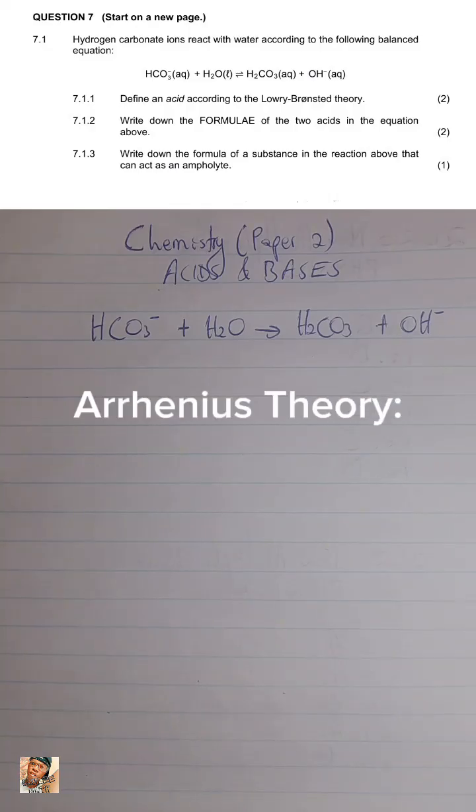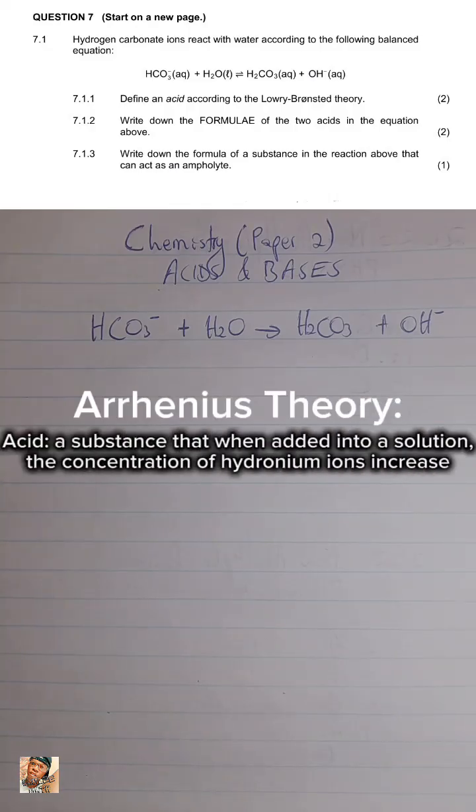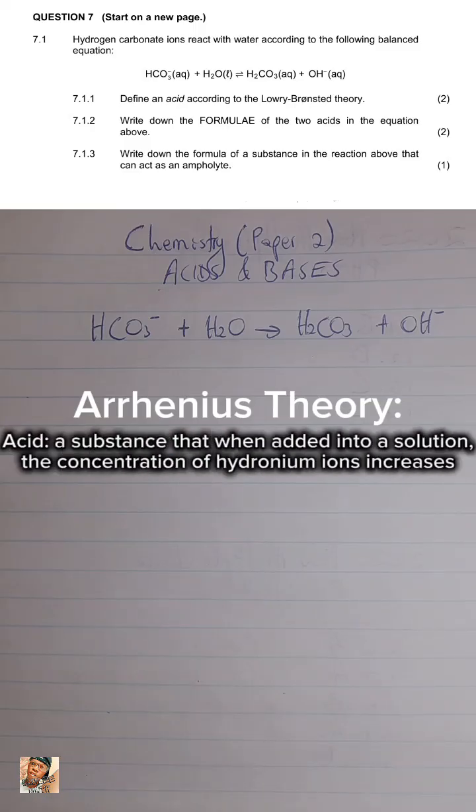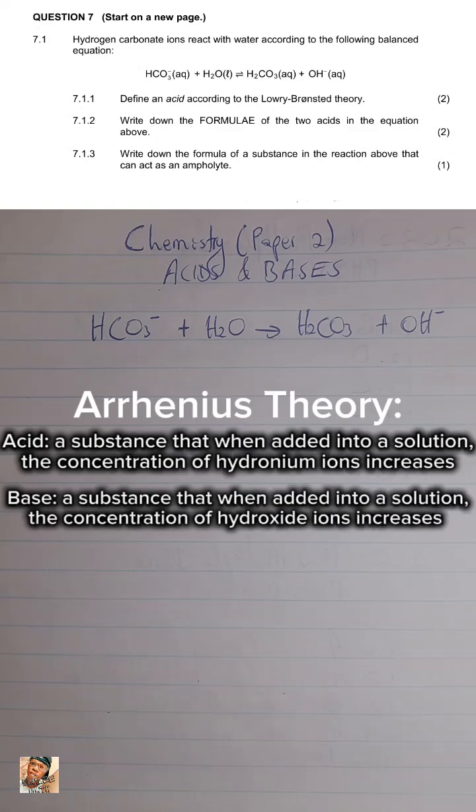According to the Arrhenius theory, an acid is a substance which, when it is added into a solution, the concentration of the hydronium ions increases. I'm going to repeat that. And according to the very same theory, a base is a substance which, when we add it into a solution, the concentration of the hydroxide ions increases.